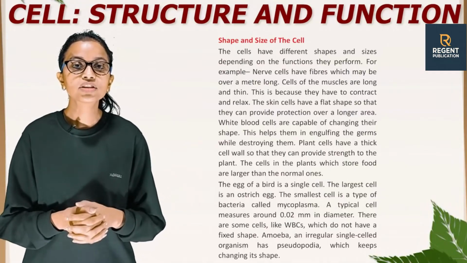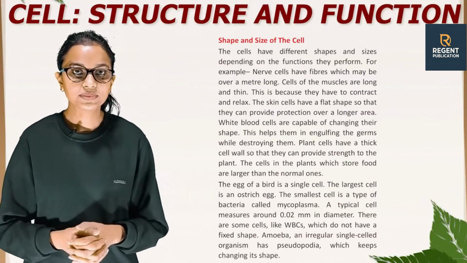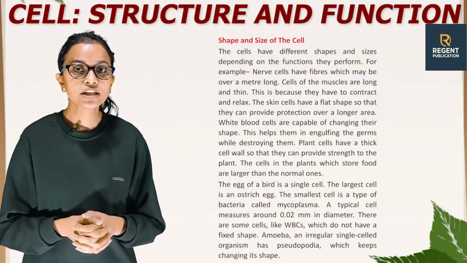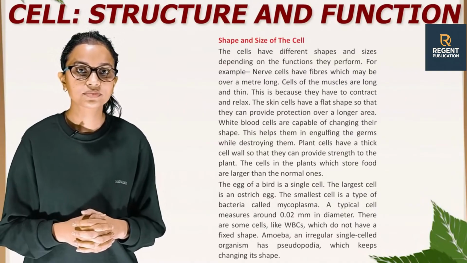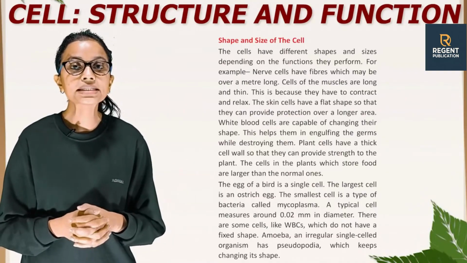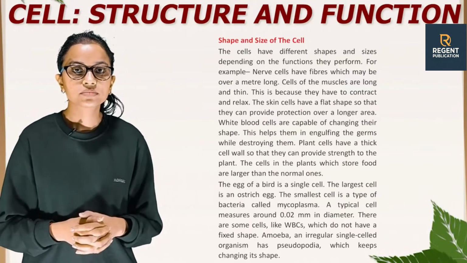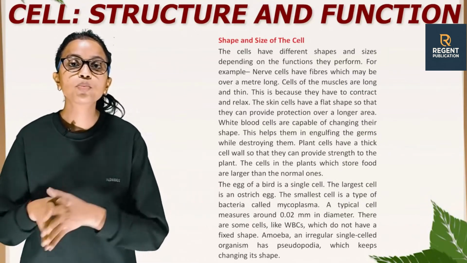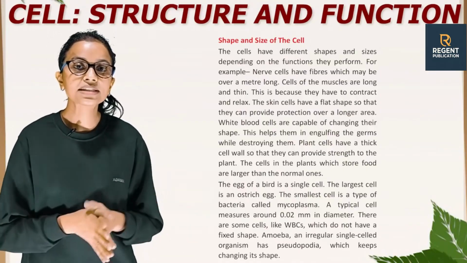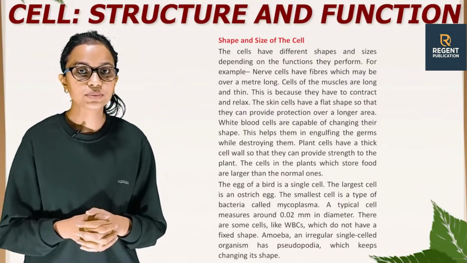Plant cells have a thick cell wall so that they can provide strength to the plant. The cells in the plants which store food are larger than the normal ones. The egg of a bird is a single cell. The largest cell is an ostrich egg. The smallest cell is a type of bacteria called mycoplasma. A typical cell measures around 0.02 mm in diameter.